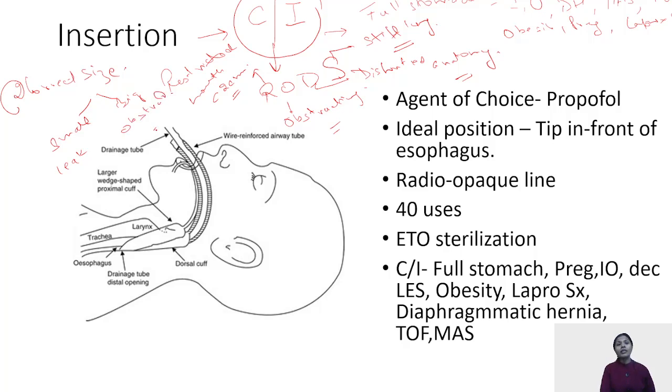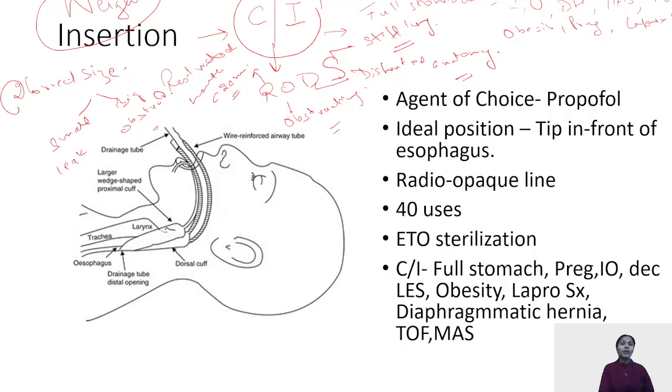Now, how is the size decided? In endotracheal tubes, we had studied it is the age that matters, but in SGAs, what matters is the weight. On all the LMAs, the size is decided by the weight. For example, on this airway tube itself, it is written that this is meant for 60 to 80 kgs, this is meant for 40 to 60 kgs, or 10 to 20 kgs.